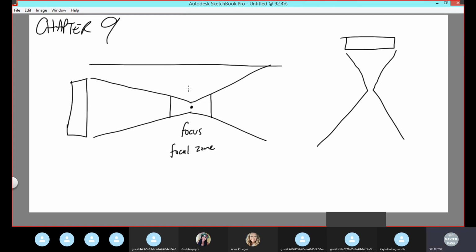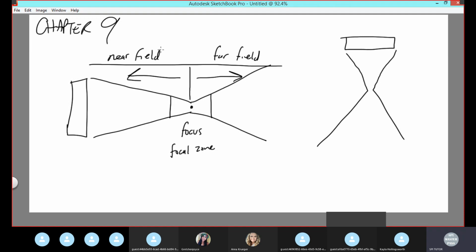Now, the importance of the focal zone, the focal point, excuse me, is that it divides the wave. This beam shape divides it into this side and this side. This side is the near field, and as properly named, the far field.